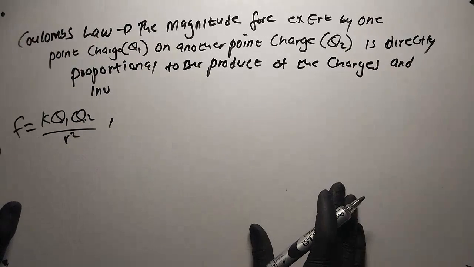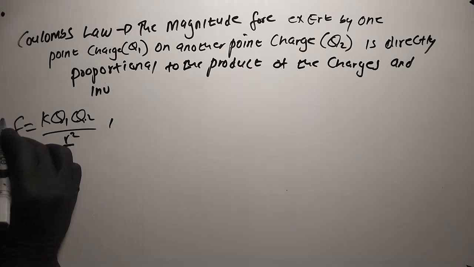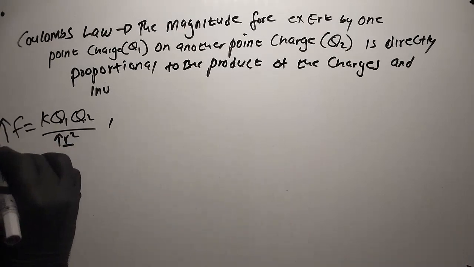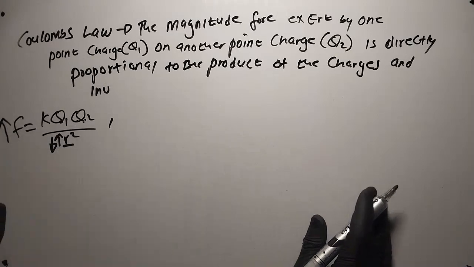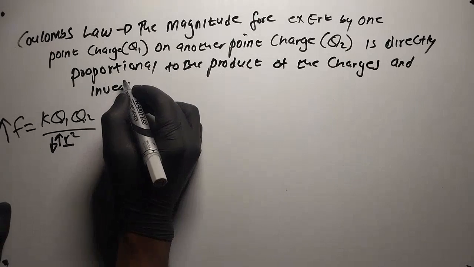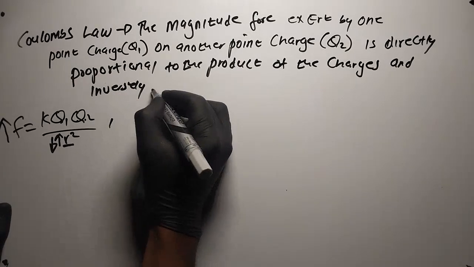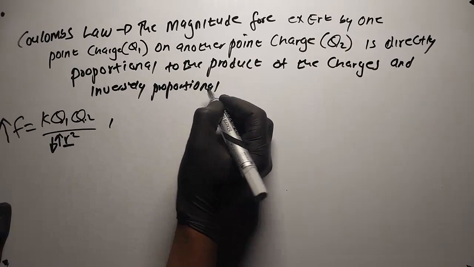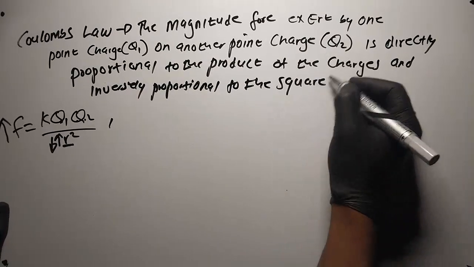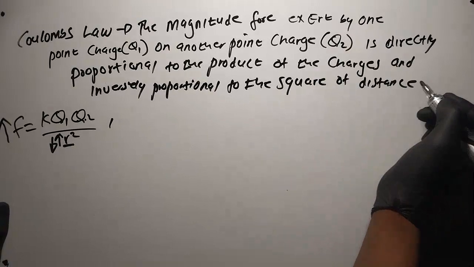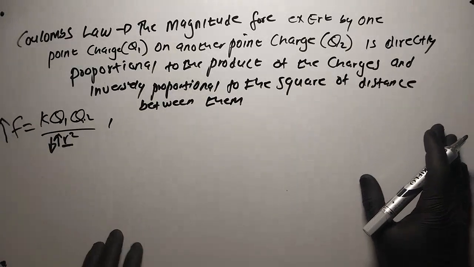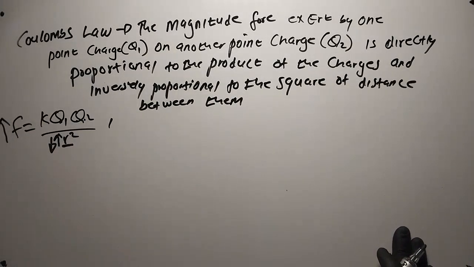inversely, which means the moment the distance becomes smaller, the force increases. When the distance is so big, the force would be less, but when the distance is so small, expect the force to be greater. So, inversely proportional to the square of distance between them. Okay, now that's the definition you need to know. So once you know how to state Coulomb's law, you are sorted.